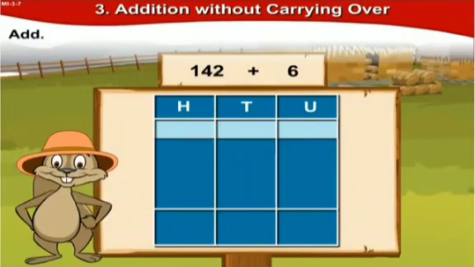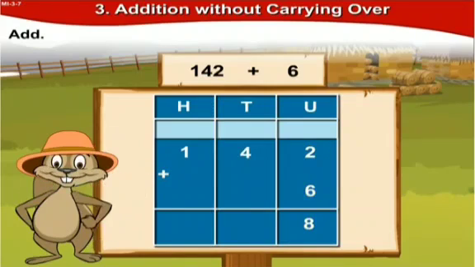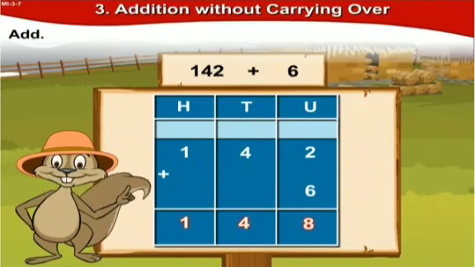142 plus 6. First we'll write hundreds, tens, units. Now 142 is 100, 4 tens, 2 units, plus 6 would be 6 units. In the units column, 2 units plus 6 units is 8 units. In the tens column, we have 4 tens. In the hundreds column, we have 100. So the answer is 100, 4 tens, 8 units. That is 148.